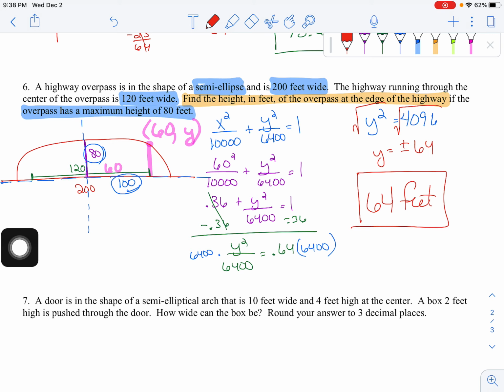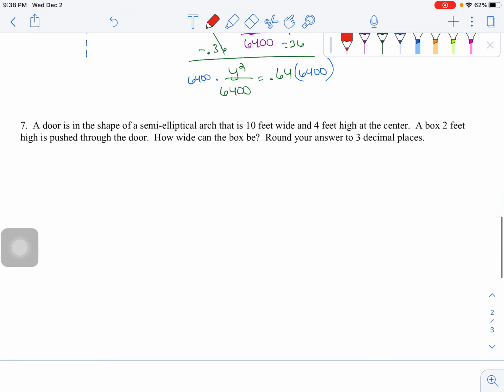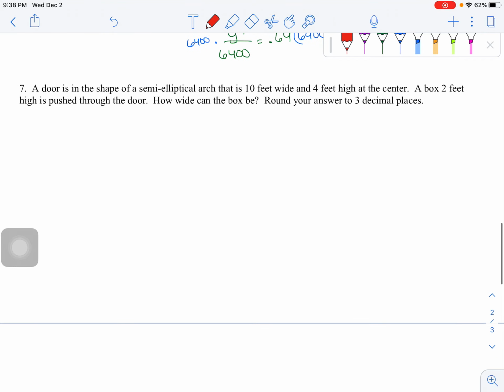And since our overpass had a maximum height of 80 feet, it makes sense that we could have a height of 64. All right, last problem, I think. Yep, it is. All right, problem number 7.